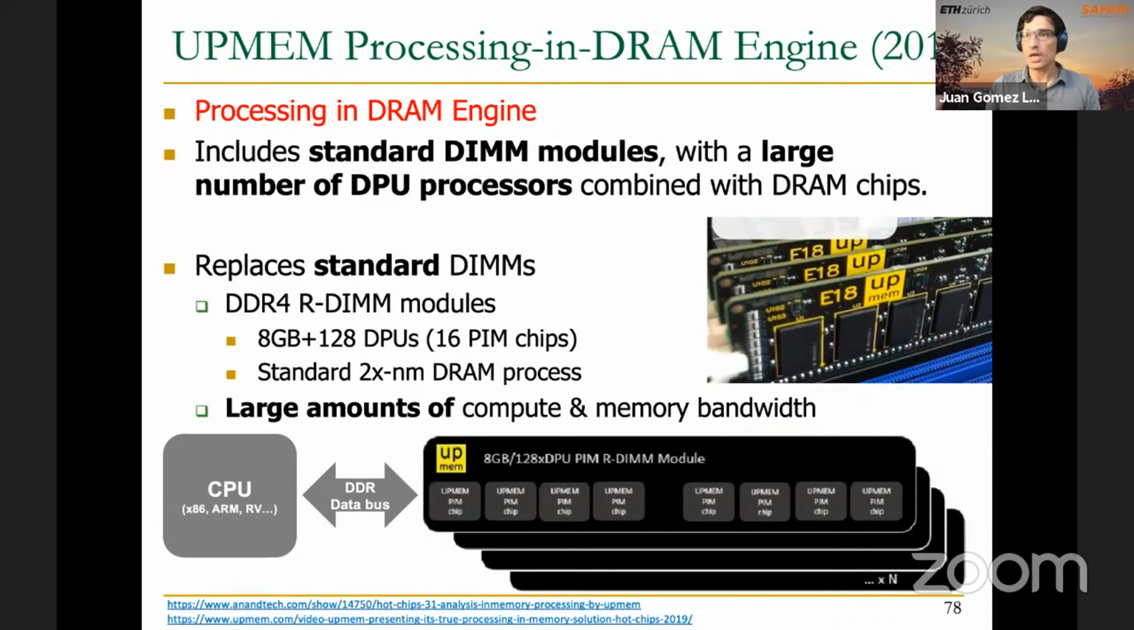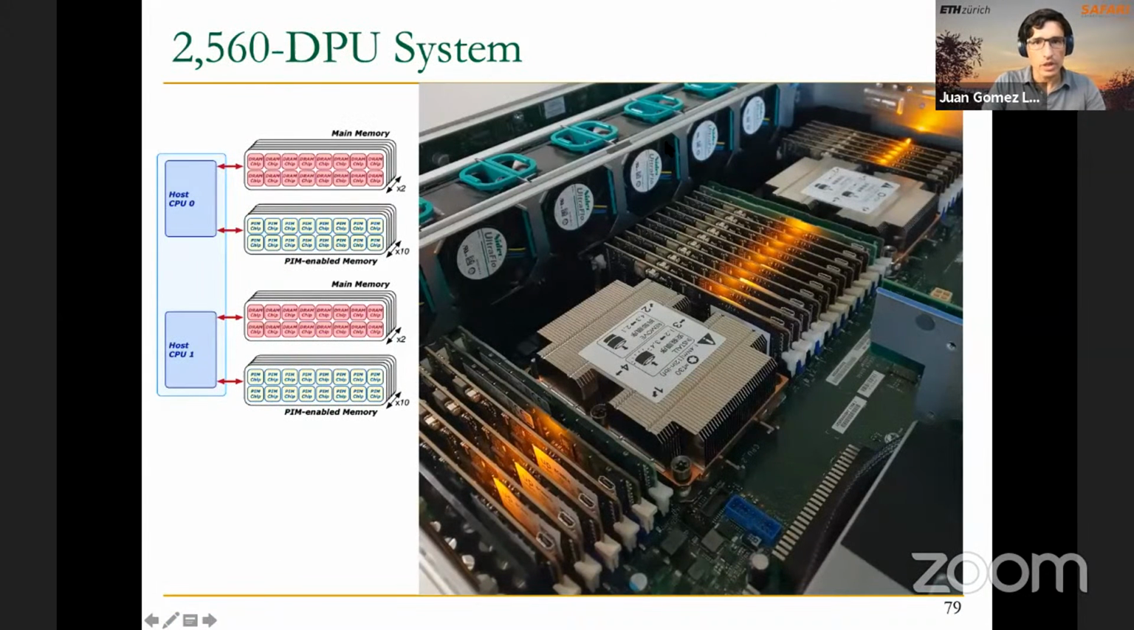designed and fabricated and started to commercialize these PIM-enabled DIMMs. As you can see, they look like conventional DRAM DIMMs with chips, but the special thing in these chips is that they include some small processors called DRAM processing units, or DPUs. And here you can see another picture of one of these systems. It's actually one of the ones we are working on. In total, this one has 2,560 DPUs.